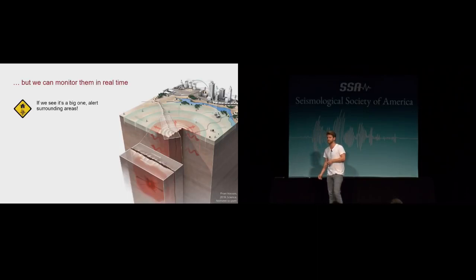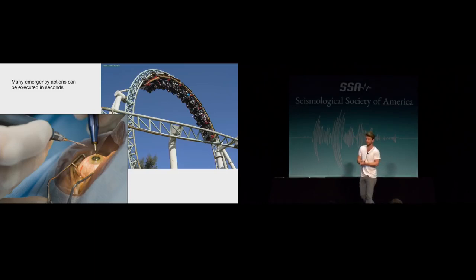And that could be really useful because a lot of the damage and risk mitigation actions can be executed in a matter of seconds. So for example, if you're a surgeon, you can take the knife out, or if you're working with dangerous chemicals, you can put them back and take a step back to safety. Universal Studios is one of our test users. They want to stop the roller coasters at the bottom of the looping rather than at the top.